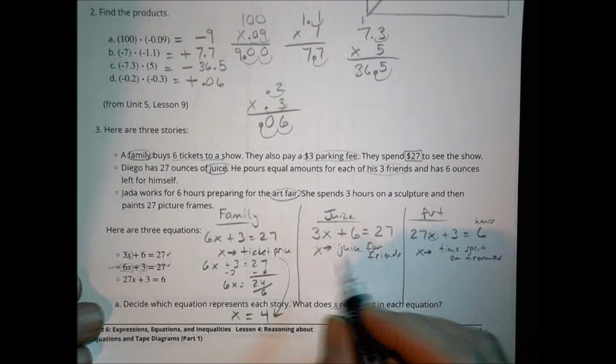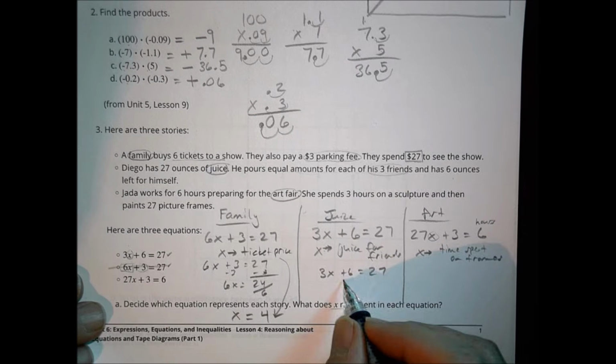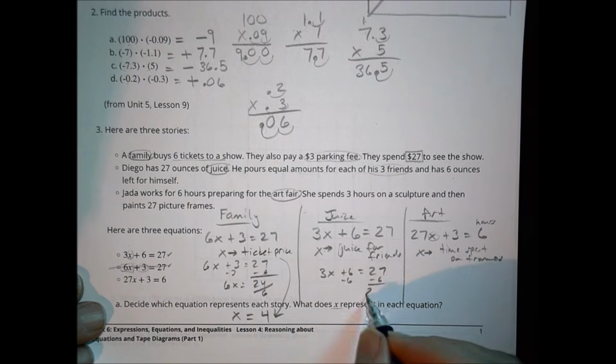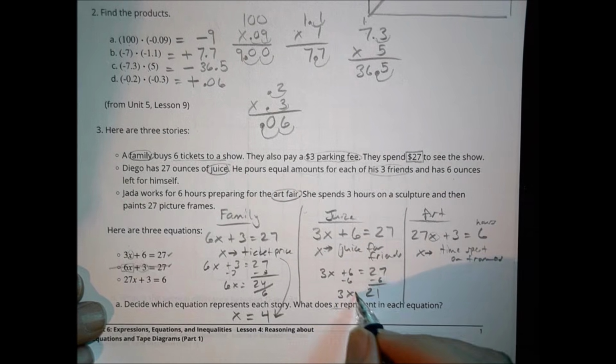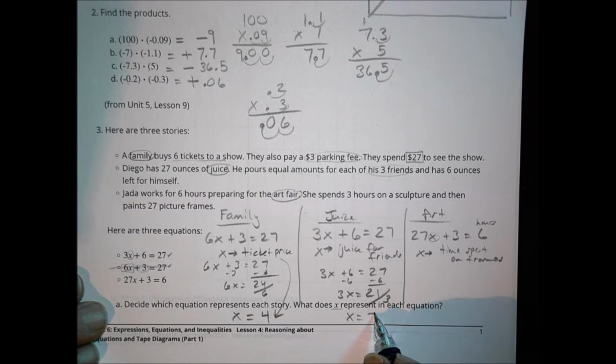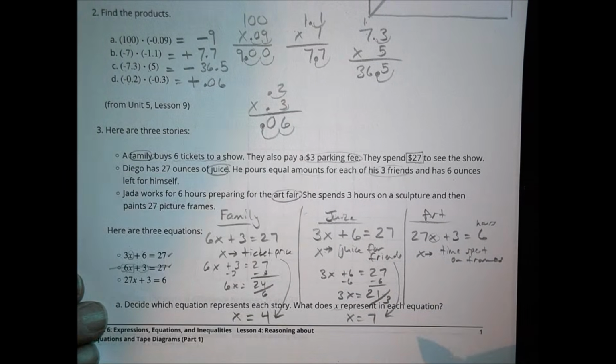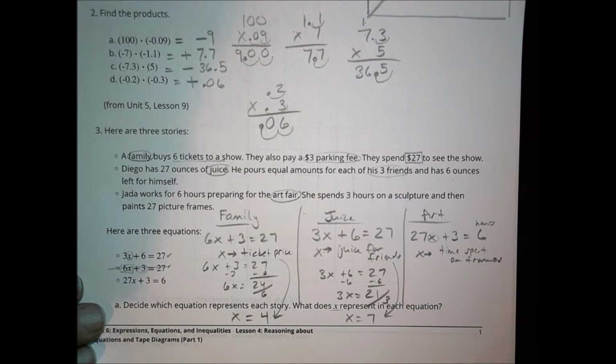For the juice, we do 3x plus 6 equals 27. I subtract 6 from both sides and I get 21. So 3x equals 21. I'll divide both sides by 3, and x equals 7. What's that tell me? It tells me each of his friends got 7 ounces of juice when he divided the juice up to start with.